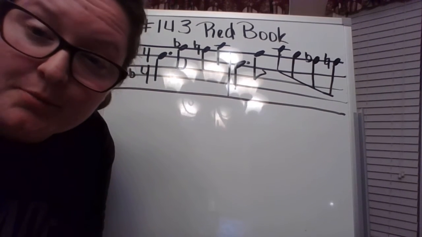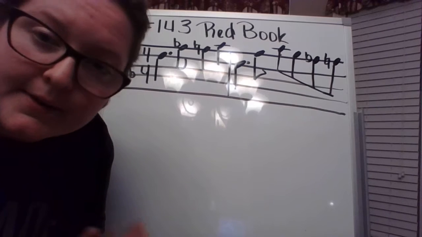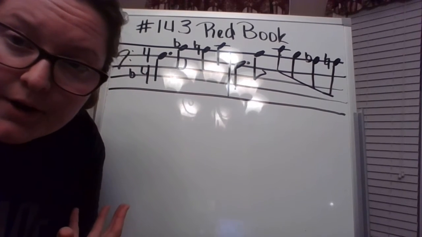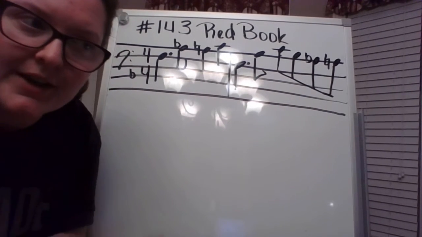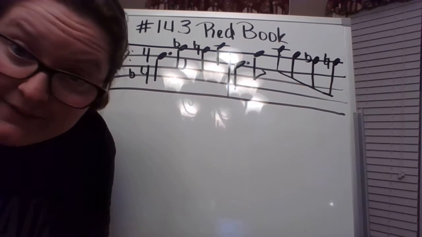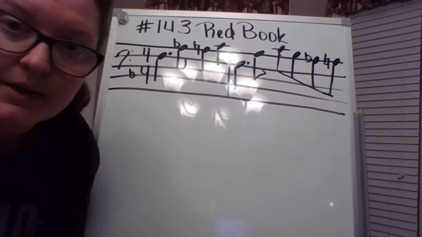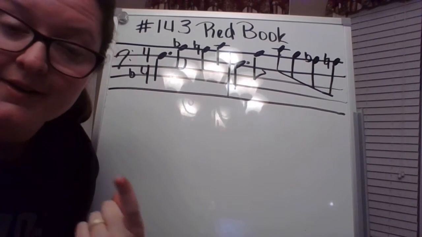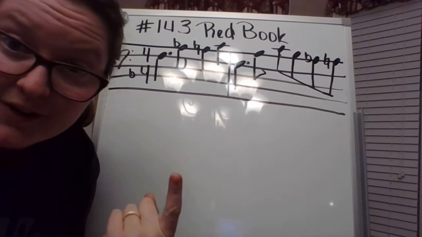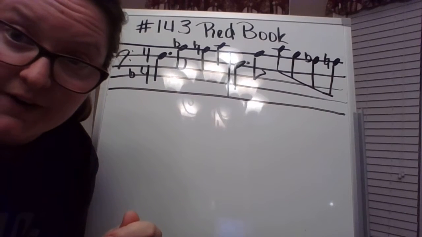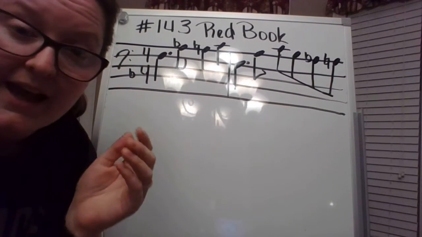I got a request to do number 143 in the Blue Book, so I'm going to do that today. Right now, there's a couple things in 143 that are tricky. I think 143 is one of the trickiest ones in the book, at least towards the end, for a couple reasons. One, the key signature is different. It's in concert F. Okay, that's that last scale we learned, 6th graders. And then it has accidentals.